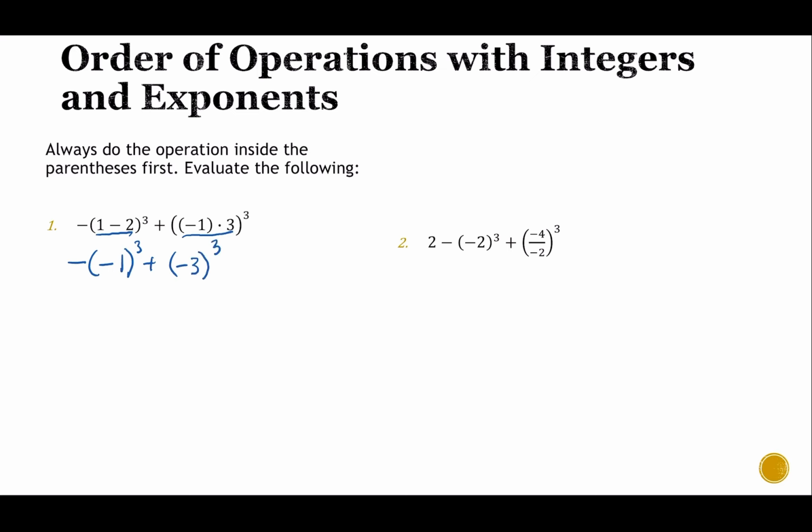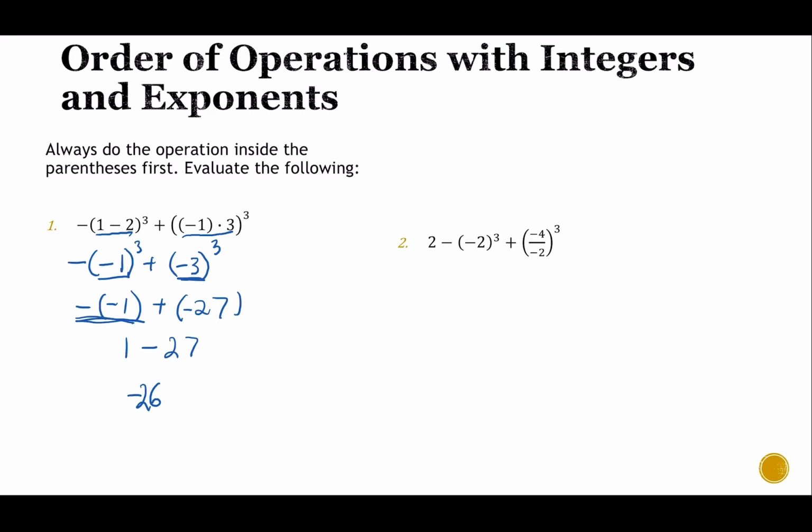Now I deal with my exponents. Negative 1 cubed is negative 1, so I have a negative of negative 1, plus negative 3 cubed, which is negative 27. Two negatives give us a positive, so I have 1 minus 27, which would be a negative 26.